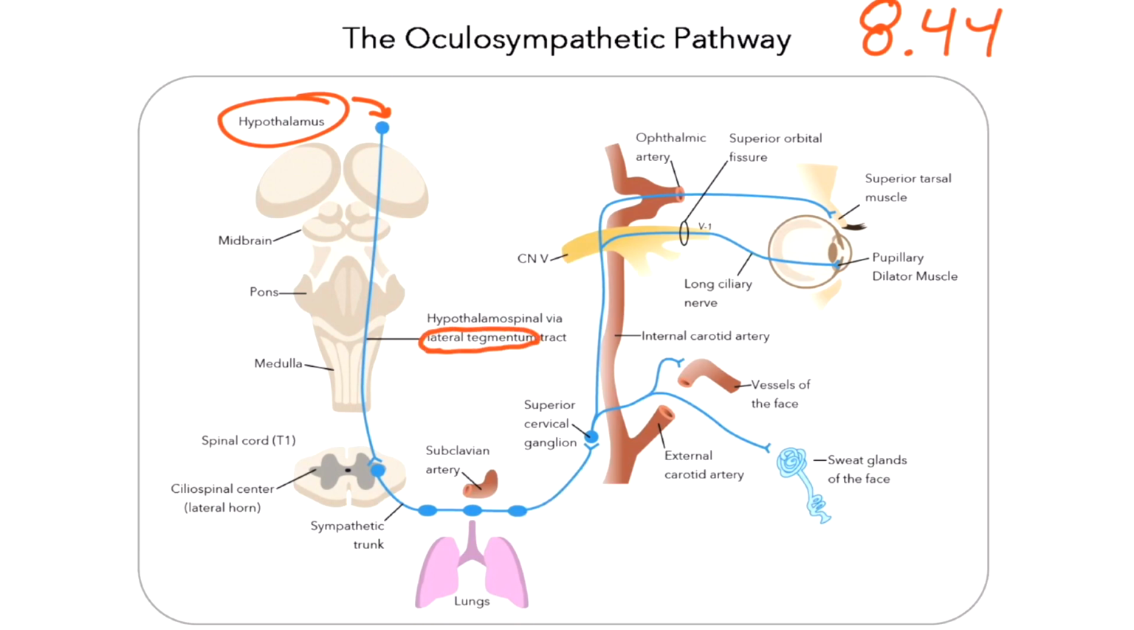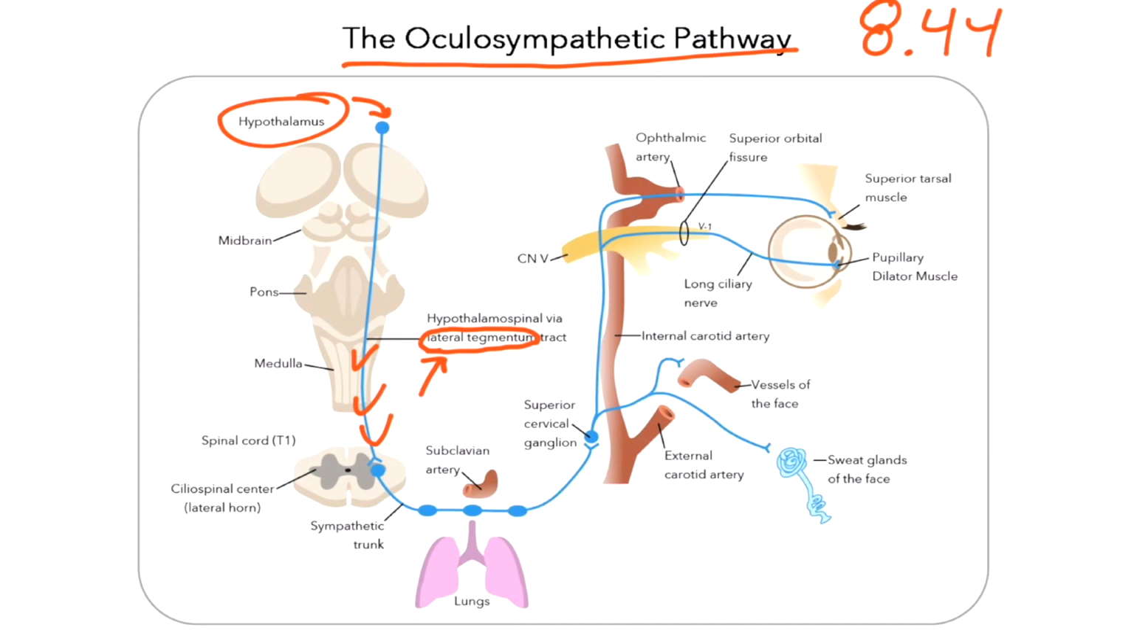Now it's very important that you recognize that this tract uses the lateral tegmentum in the brainstem in order to get to the spinal cord down here. And the reason this is important is because you can then determine why strokes will disrupt this pathway, because there's vascular supply to the lateral tegmentum. If you damage that, you're damaging the oculosympathetic pathway. The vasculature and strokes are discussed later in this chapter.